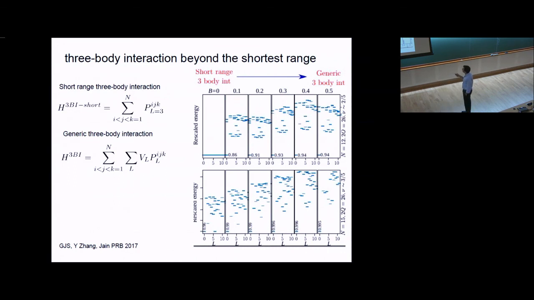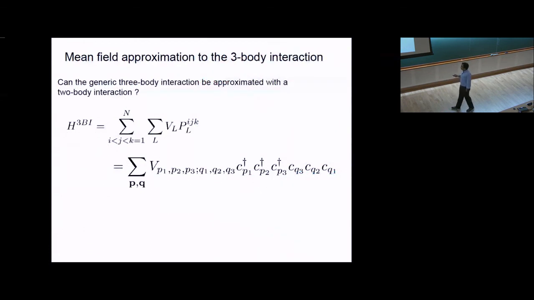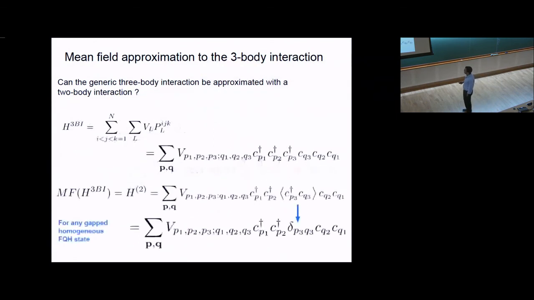However, when you look at more generic quantum Hall states, more generic interactions, it turns out that the spectrum starts looking more and more similar to each other. So this motivates us to ask if there is a mapping to a particle-hole symmetric interaction. A generic three-body interaction can be written in terms of matrix elements of the interactions in the second quantized language in this manner.